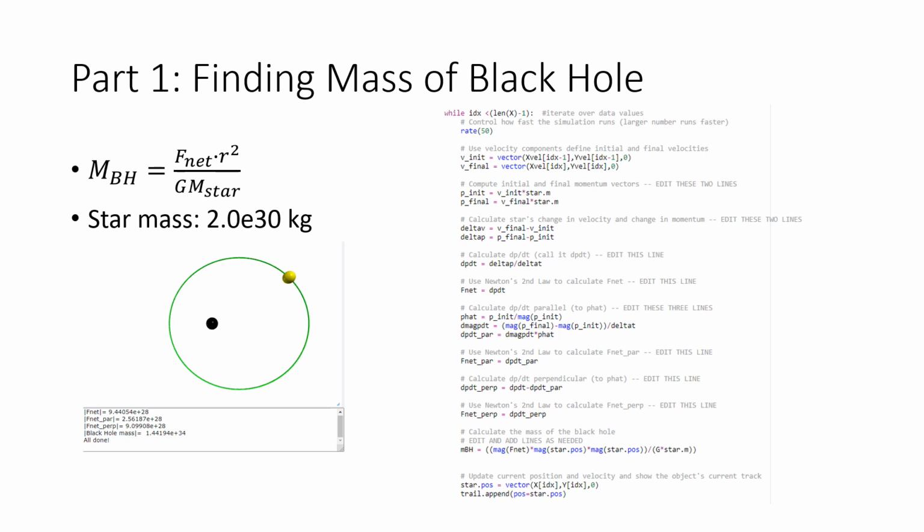To do that, we rearranged the gravitational force formula to find the unknown mass of the black hole. So we set the formula as the mass of the black hole equals the net force times the radius squared over the gravitational constant times the mass of the star, which was 2e30 kilograms. When we solved it out, we got a total net force of 9.4e28 newtons, and the black hole mass was 1.4e34 kilograms.